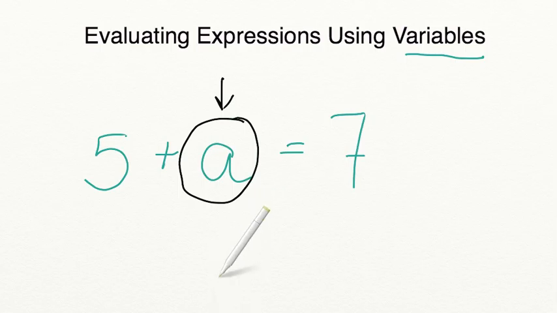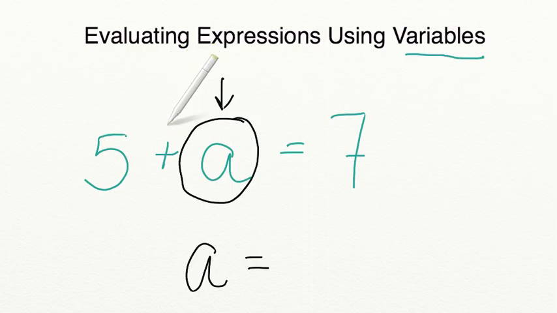Do you know what a could represent? A is equal to a certain value. 5 plus a equals 7. So what do we have to add to 5 to get a value of 7? Well, 5 plus 2 equals 7. So that means that a has a value of 2.